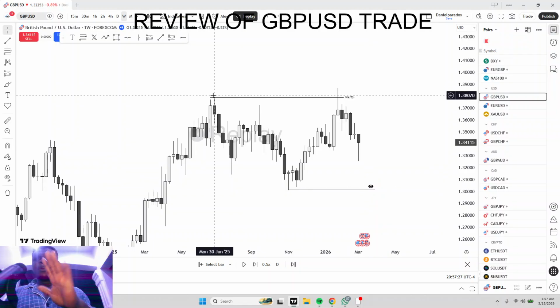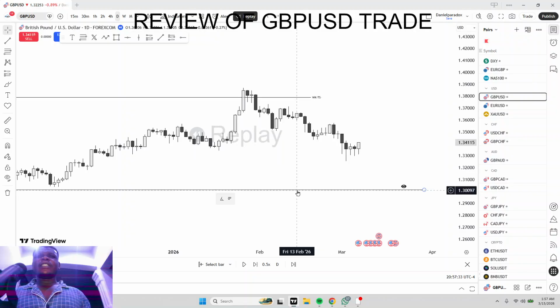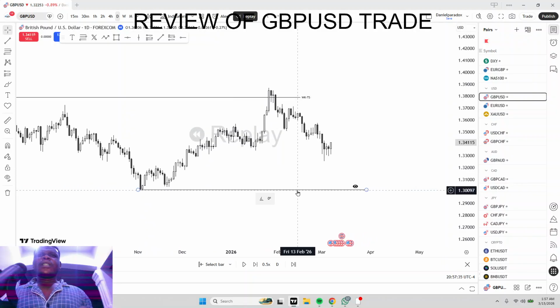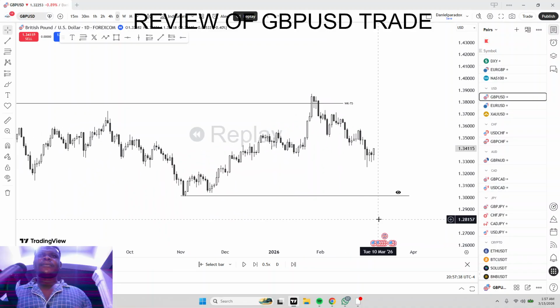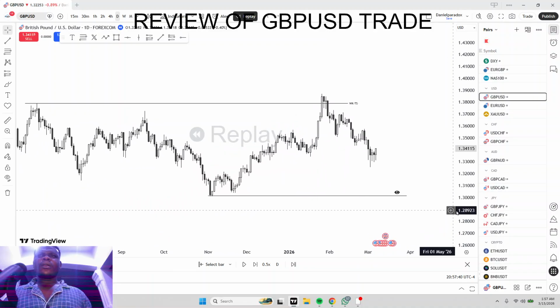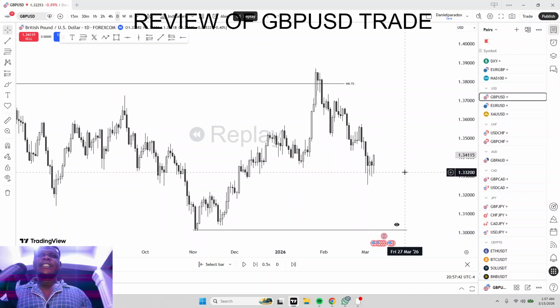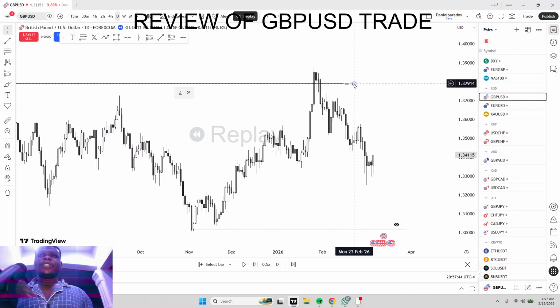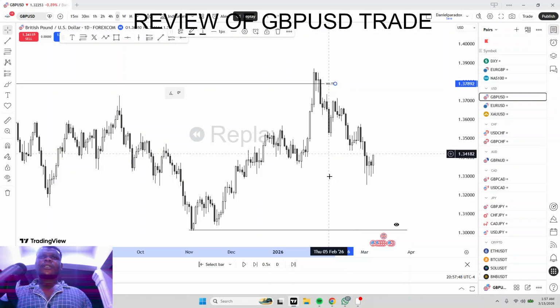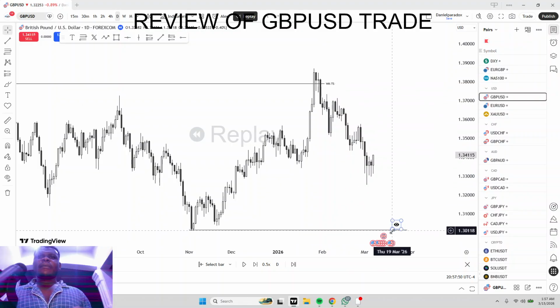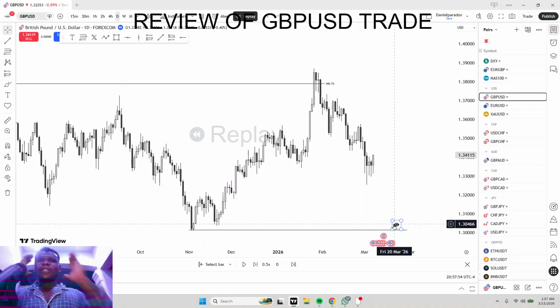So oftentimes I would have done this and sent it to you so that you can have a bias or a direction for the week. Let's look at the daily time frame. Now looking at the daily time frame, we can still see that this is the origin, this is where price is coming from. So from here we're expecting price to come down to this place. As simple as that.